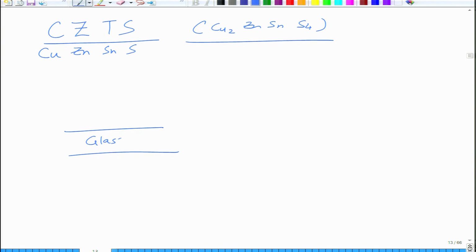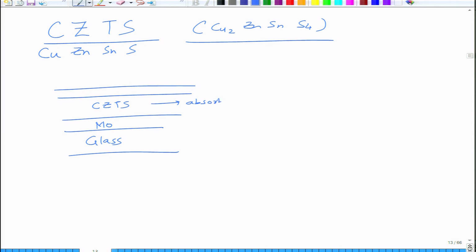So you start with a glass substrate, you have molybdenum as a back electrode, then we have CZTS as an active layer, the absorber layer, and it's P type. Then we have a cadmium sulfide layer on top. On top we put a thin layer of intrinsic zinc oxide and then we have the top contact of TCO. So the light comes from this side.